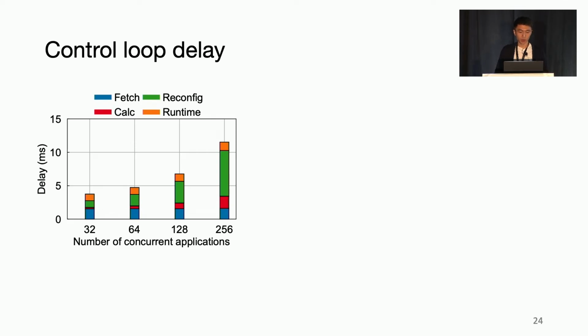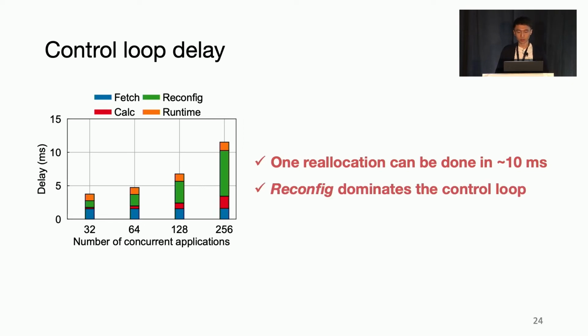This figure shows a breakdown of the control loop delay, which is the time to complete a virtual memory allocation with different numbers of concurrent applications. We can see NetVRM can complete one memory allocation in at most around 10 milliseconds. For the 4 parts, fetch represents the time of fetching counters, calc is the time of calculating online utility and the new memory allocation plan, reconfig is the time of configuring the page table, and runtime is the runtime overhead for resetting the state. The time of reconfig dominates the control loop delay because of the intensive updates to the data plane.